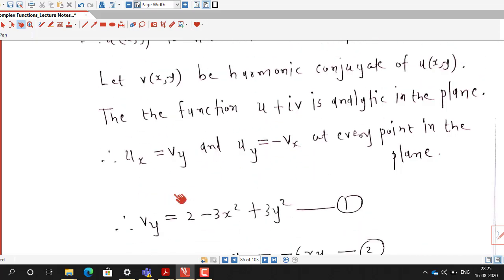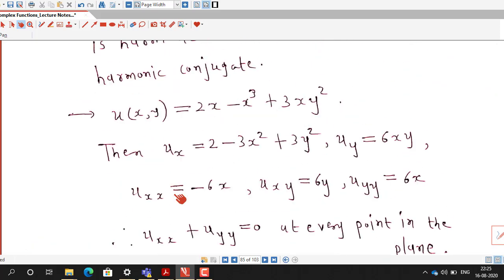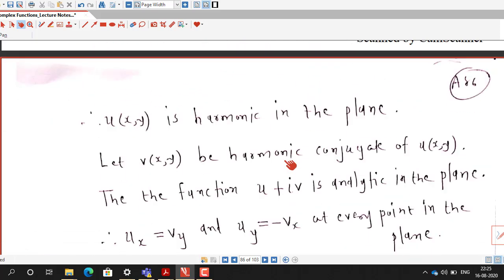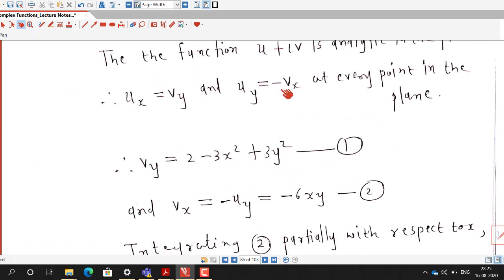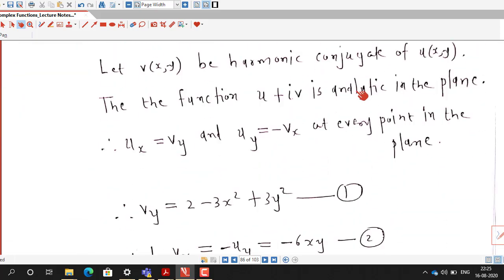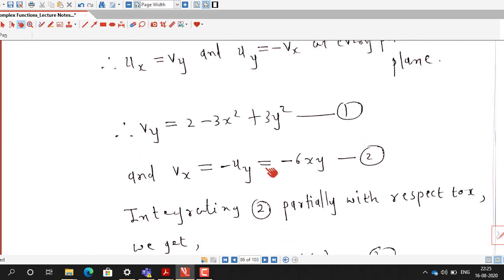So del v by del y is del u by del x, that is 2 minus 3x square plus 3y square. Similarly, del v by del x is minus del u by del y, and del u by del y is 6xy, so minus del u by del y is minus 6xy. Now again here we have partial derivatives of v with respect to x and y. So to obtain v, we can start with equation 1 or 2.